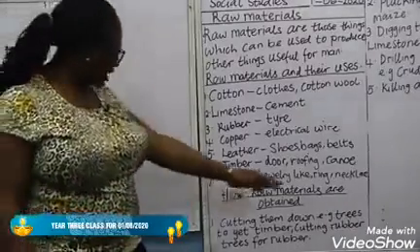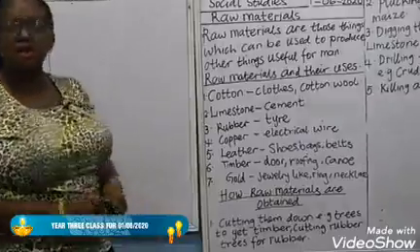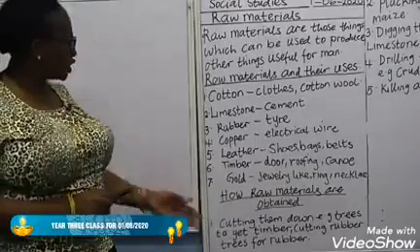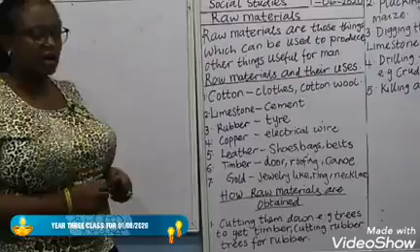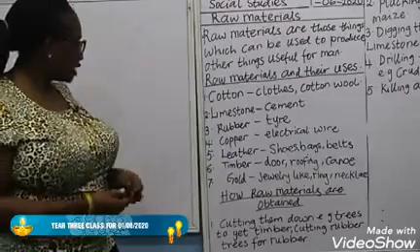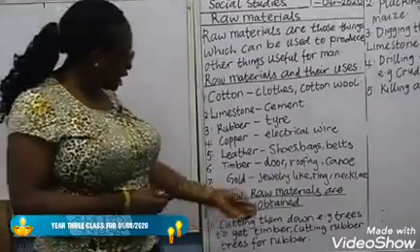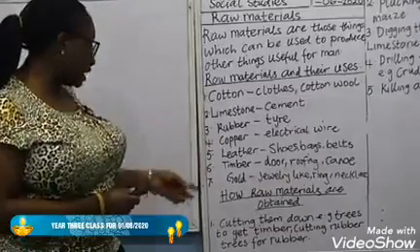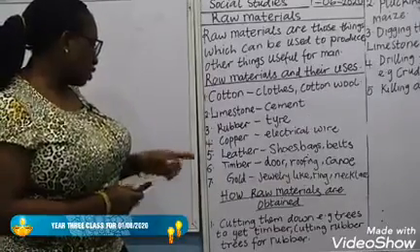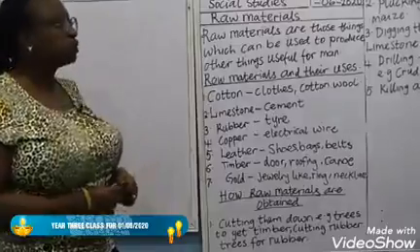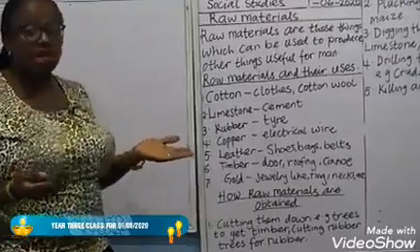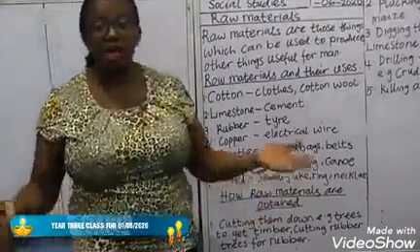Then how are raw materials obtained? How do we obtain all these raw materials that I've mentioned here? How do we go about sourcing for these raw materials? We can cut them down. Examples: trees to get timber, cutting rubber trees for rubber too. We can cut trees to get the wood that we need to make our tables and our chairs.